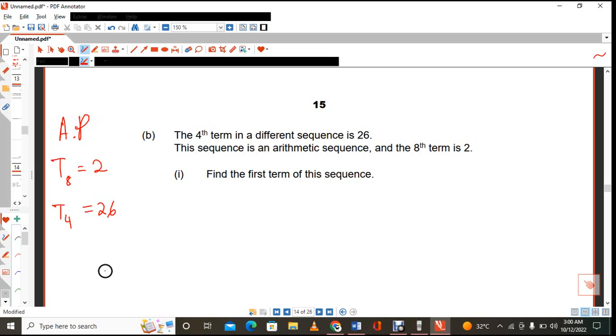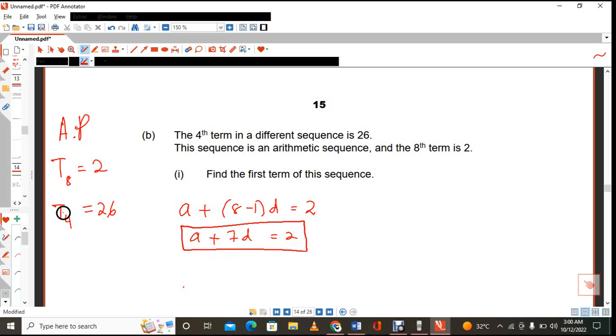What do we know as well? We can actually create our equations here. So I hope you remember from sequences, the eighth term can be given as a plus 8 minus 1 times d. That's going to give you 2 as an answer. So this is going to be a plus 7d equals 2. That represents the eighth term.